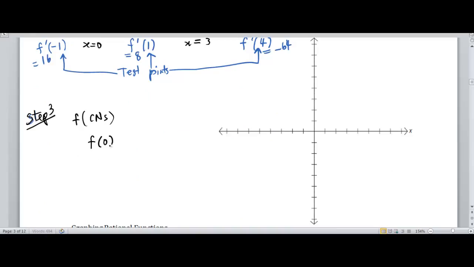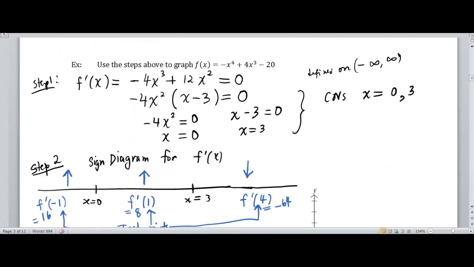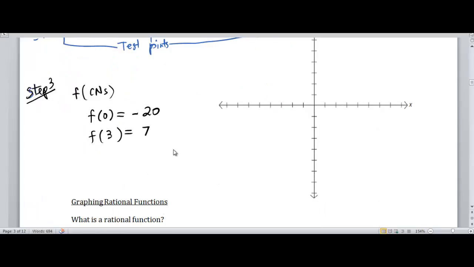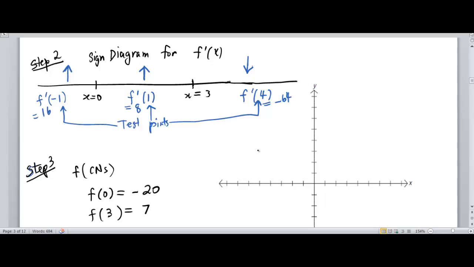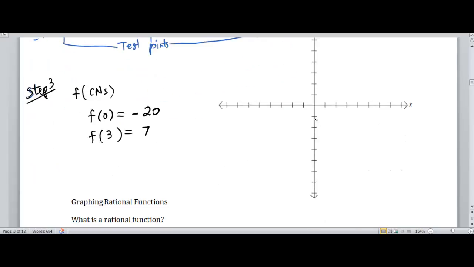So f of 0 is negative 20, f of 3 is 7. Right? f of 0 is negative 20, f of 3 is 7. So now you take 0, and let's count by 4s. So we get negative 4, 4, 8, 12, 16, 20, and that's 0, negative 20.